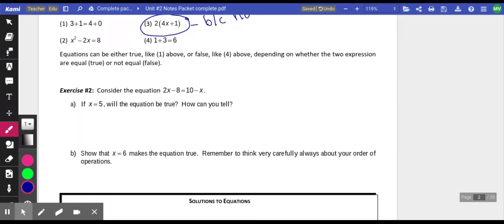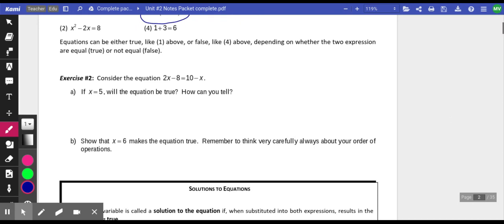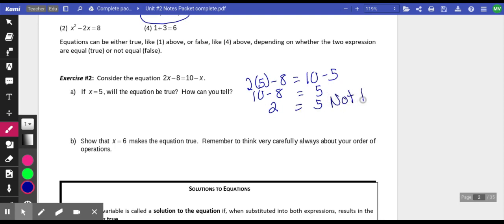Not equal. Exercise 2. Consider 2x minus 8 equals 10 minus x. If x equals 5, will the equation be true? How can you tell? Well, how we can tell is we can replace all the x's with 5. So we do 2 times 5 minus 8 equals 10 minus 5. On the left side, we get 10 minus 8, which is 2. On the right side, we get 5. That is not true, or false. And you can tell by substituting.